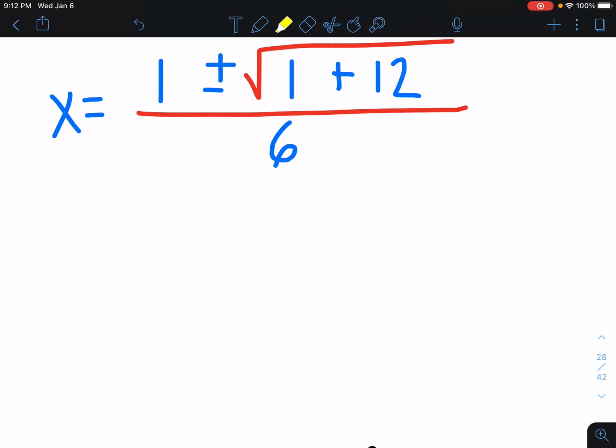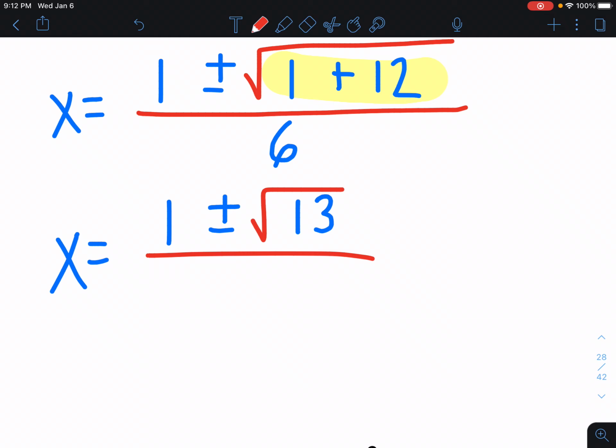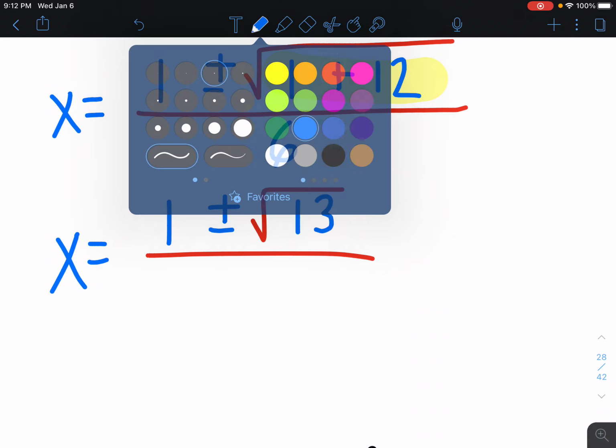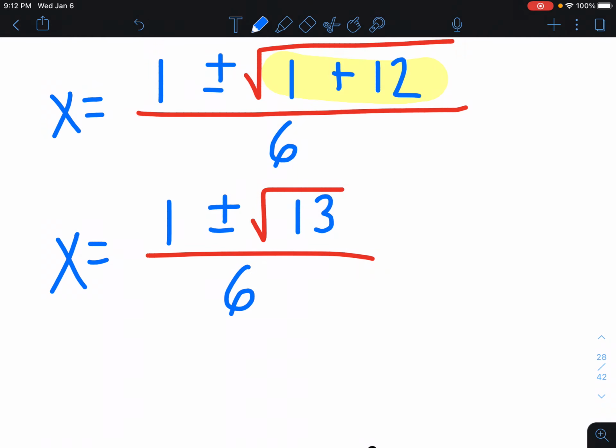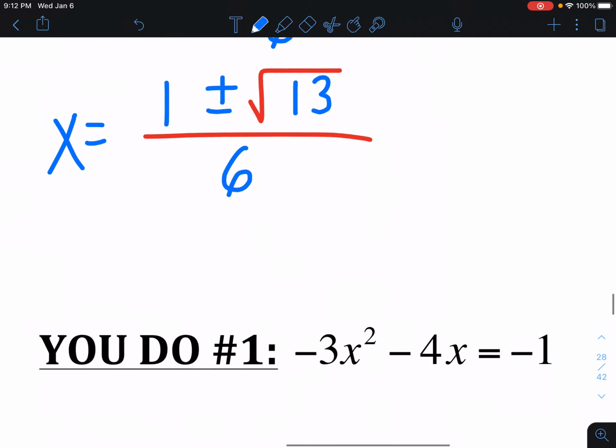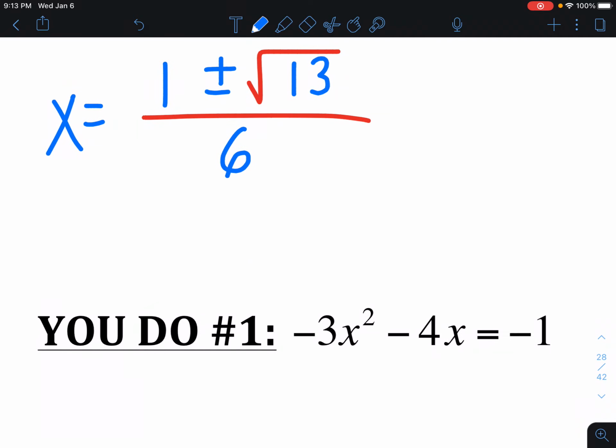Next, we would add or subtract in the radical. So that would be 1 plus 12 would be 13. Bring down your square root and your fraction. Then after that, you would look to your radical. Can you simplify the square root of 13?